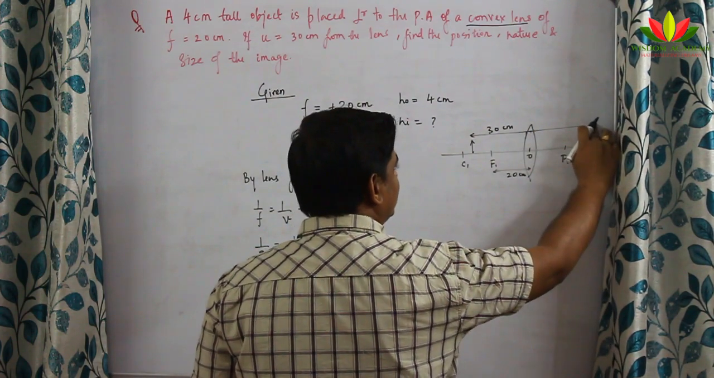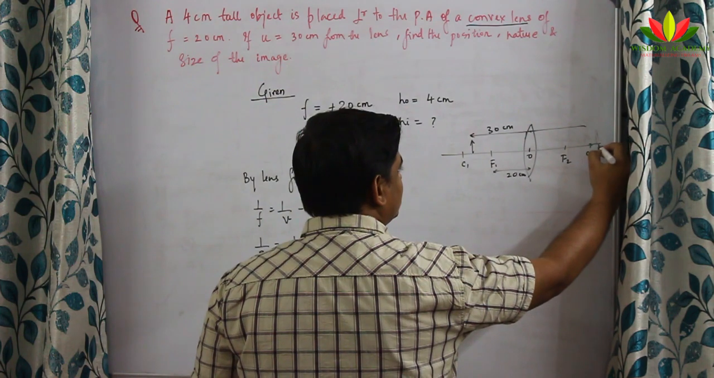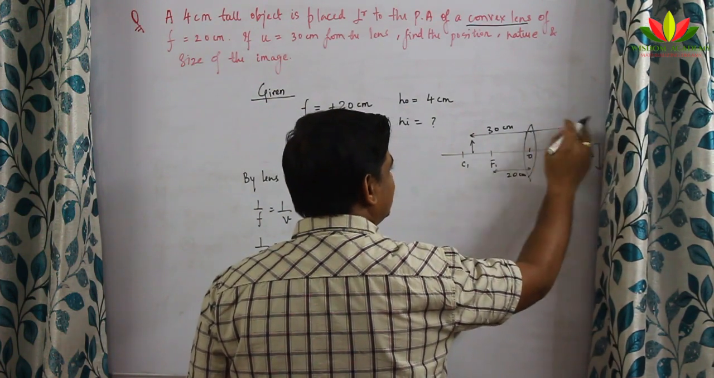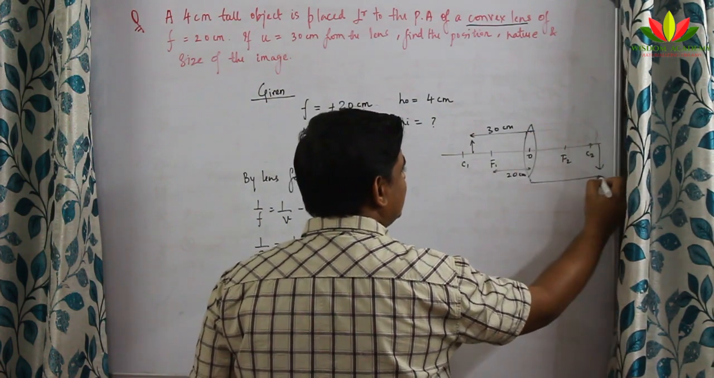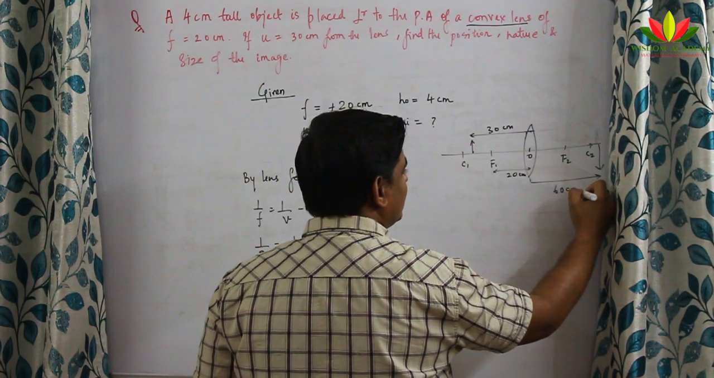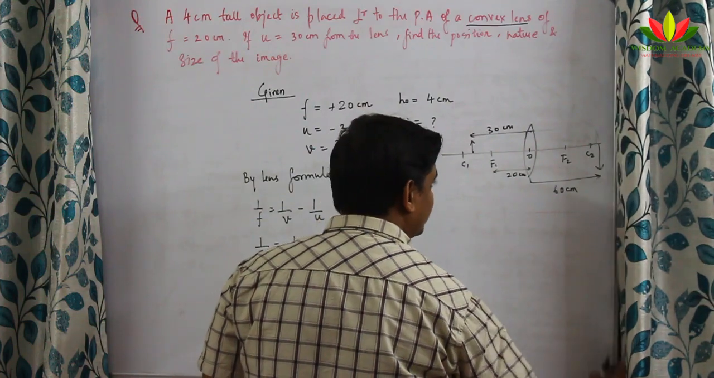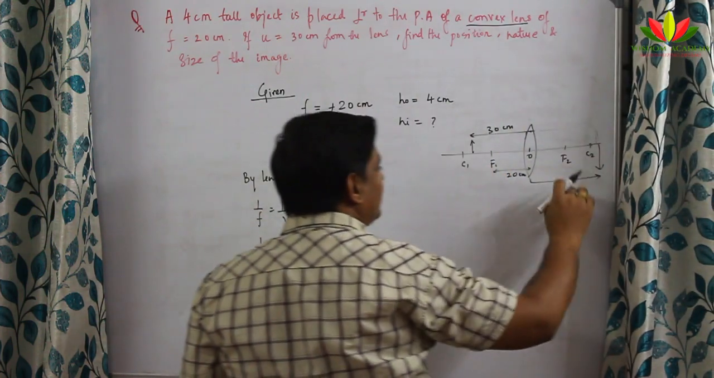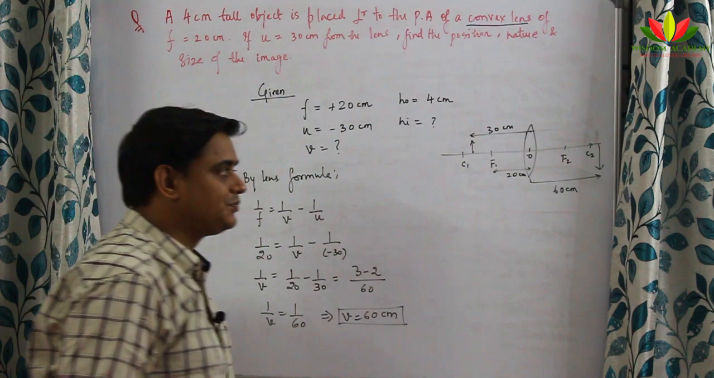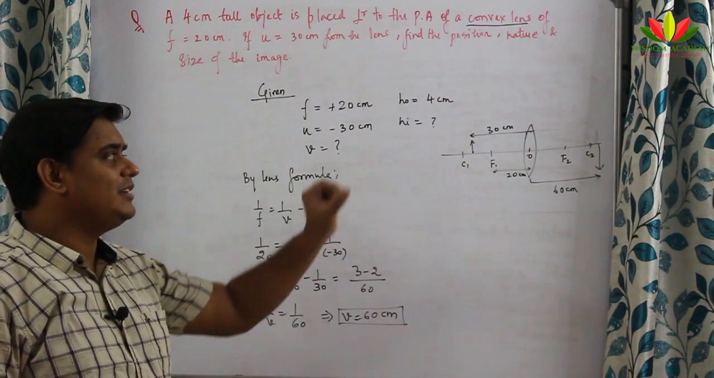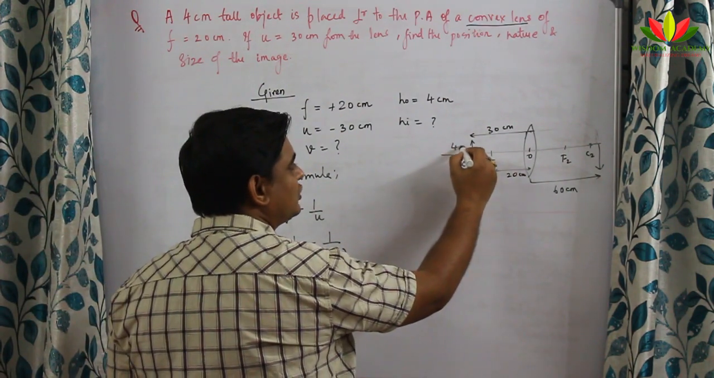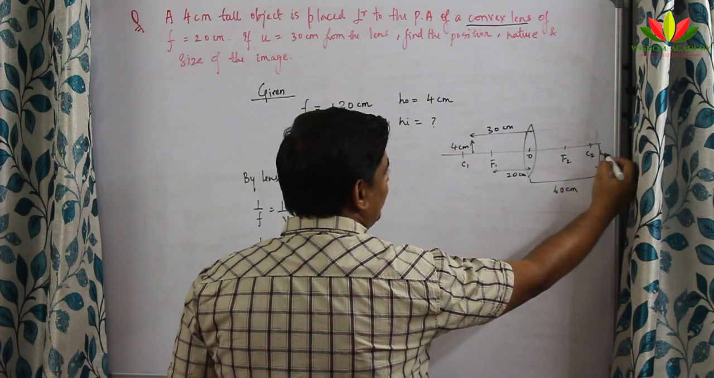Actually it will be inverted, we know it will be inverted. So it will be formed here at a distance of 60 centimeter from the optical center. So we came to know that the image is formed 60 centimeter from the optical center. Next you want to find height of the image. Height of the object is given as 4 centimeter. We have to find how much.